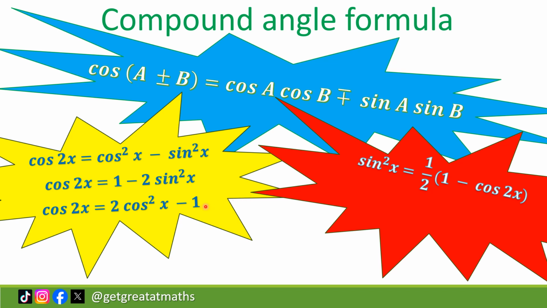We could do a similar thing here for the cos squared. So I can rearrange this by adding 1 to both sides, divided by 2, which gives me cos squared x is a half of 1 plus cos 2x. These two formulas are really important when it comes to integration.